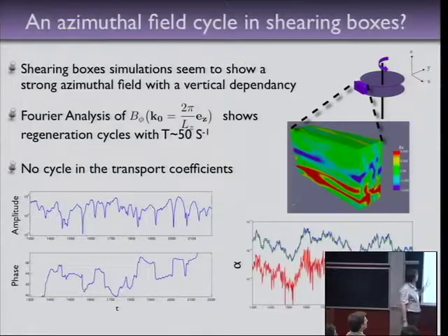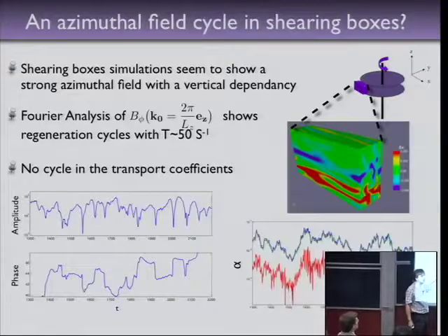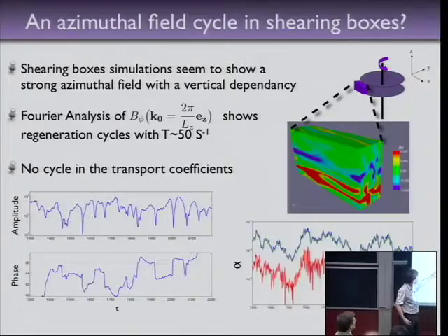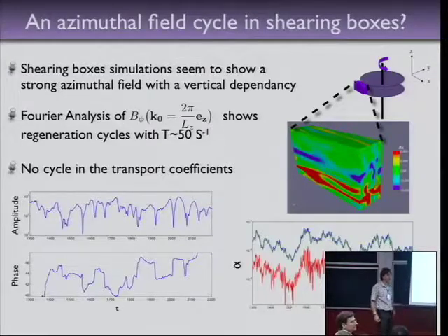So you see that when the large-scale field is stronger, in the mean or over many periods, the transport is also stronger. But you can't find the cycles you have here. Alpha, this alpha coefficient, does not follow this large-scale B phi. No, well, come on, you don't see the cycles here.